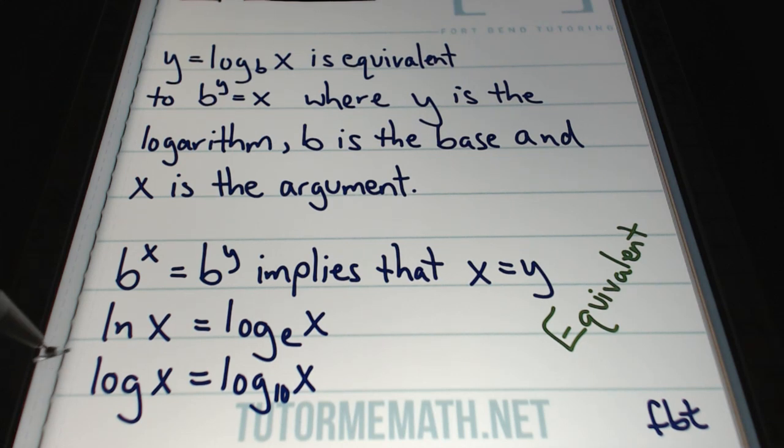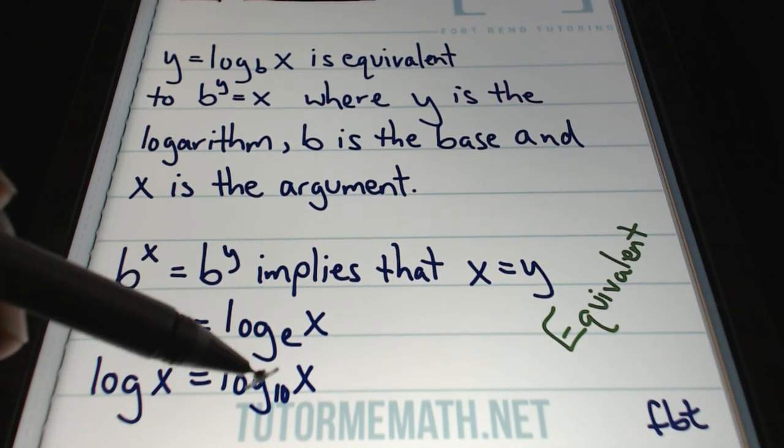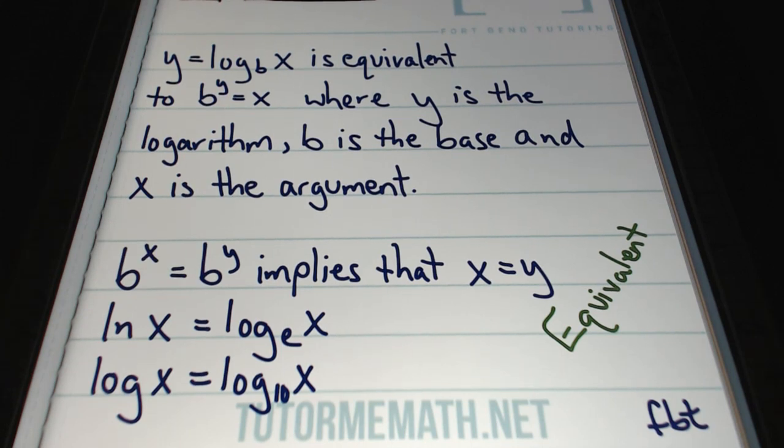And then finally, log of x. When you see that, that is most commonly known as the common log. When you see log without a base showing, you may assume that it's in base 10. That is what's going on as we begin with the logarithmic properties and definitions.